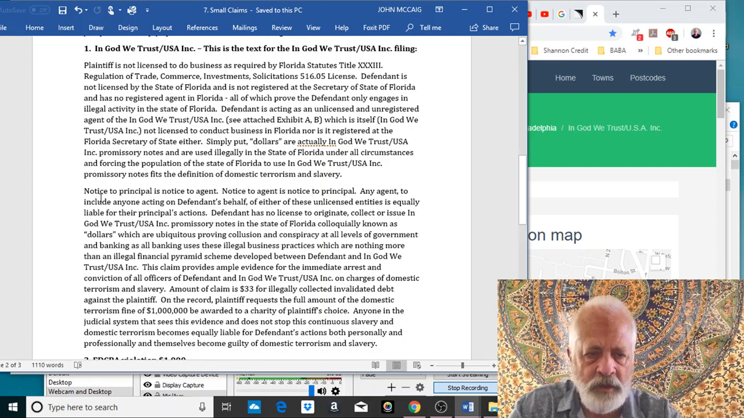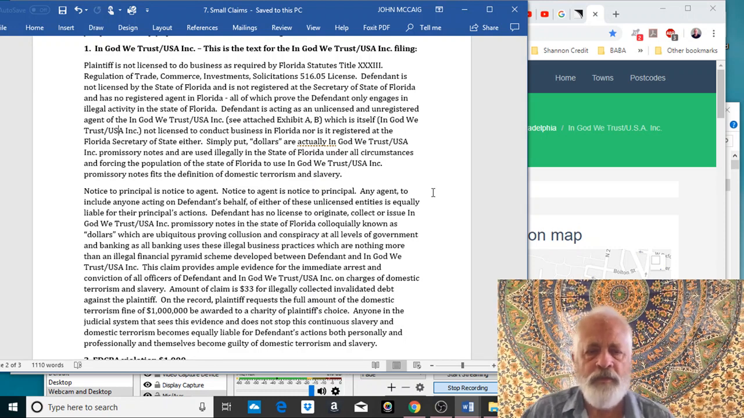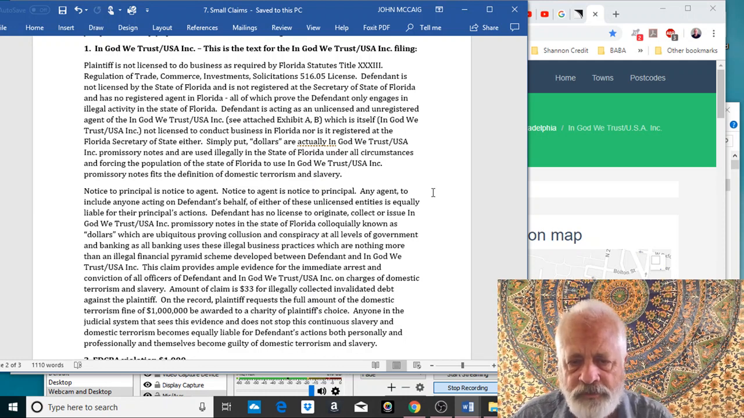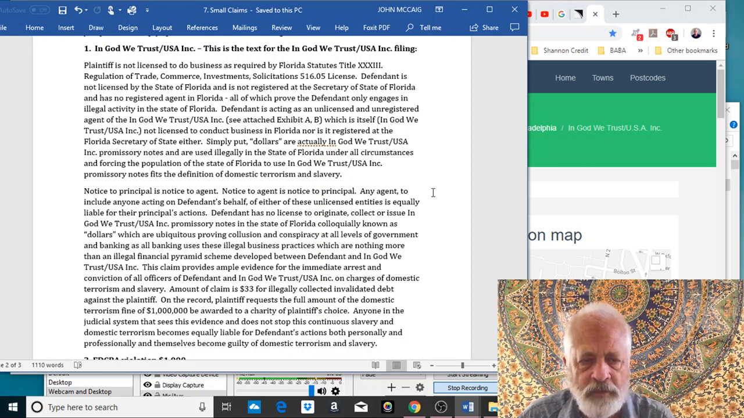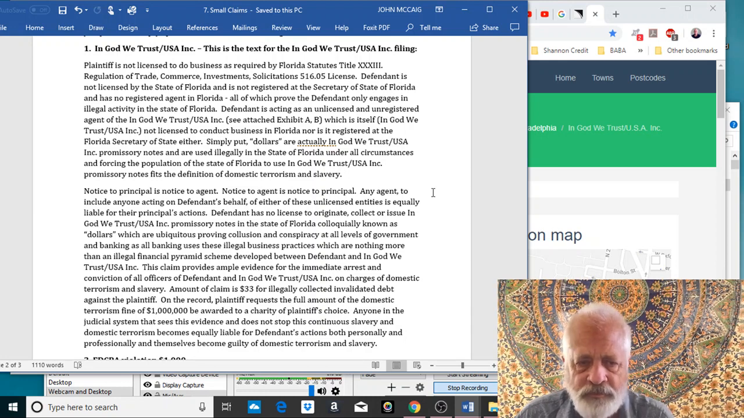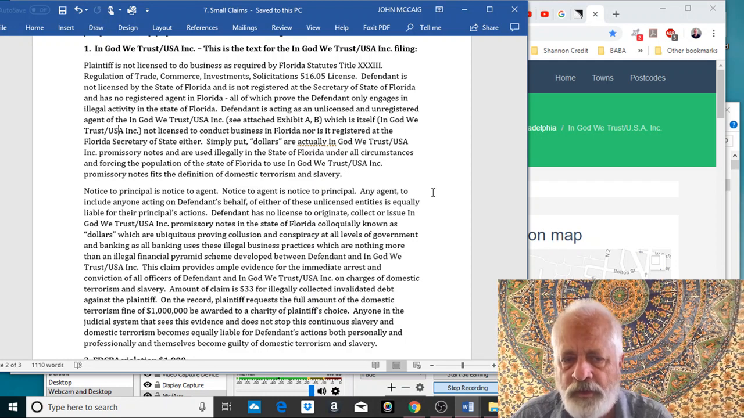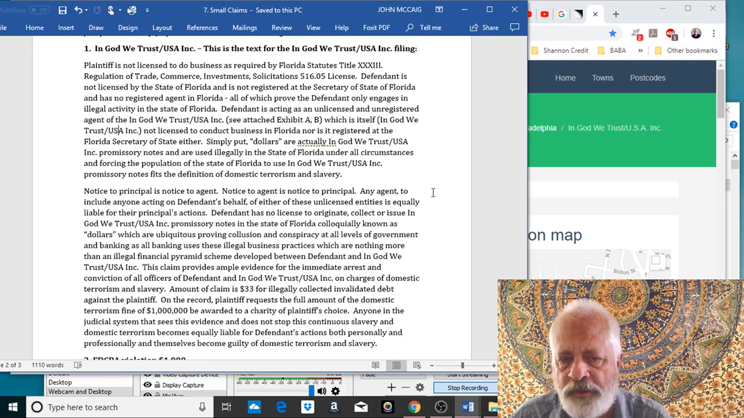Okay. Notice to principal is notice to agent. Notice to agent, notice to principal. Any agent, to include anyone acting on defendant's behalf of either of these unlicensed entities, is equally liable for their principal's actions. Defendant has no license to originate, collect, or issue In God We Trust USA Inc. promissory notes in the state of Florida, colloquially known as dollars, which are ubiquitous, proving collusion and conspiracy at all levels of government and banking, as all banking uses these illegal banking practices, which are nothing more than an illegal financial pyramid scheme developed between defendant and In God We Trust USA Inc.